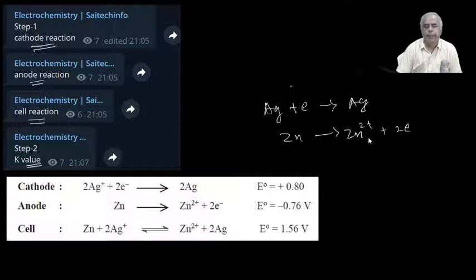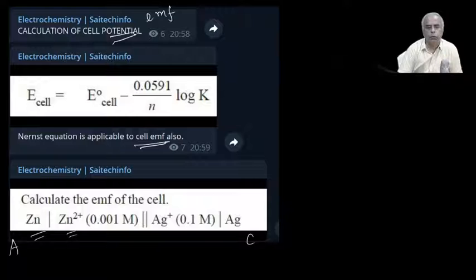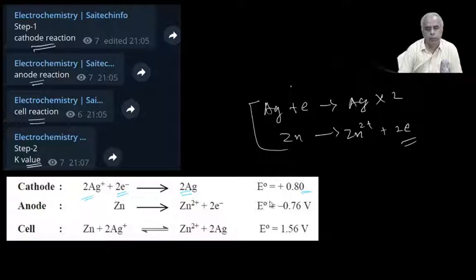Remember, you have to eliminate the electron when you combine these two equations. In that case you have to multiply by 2, and that is why we have taken 2Ag. Do you understand? 2e, then 2Ag, and the value should also be multiplied, so that is 0.80. Here it was given; you can refer to the standard values, and sometimes they will give you. What about the anode? The anode value is minus 0.76.